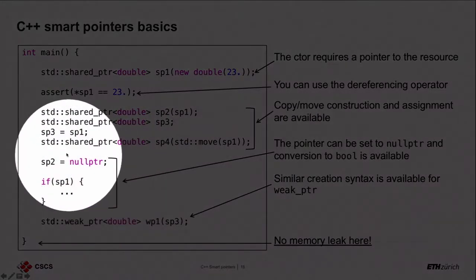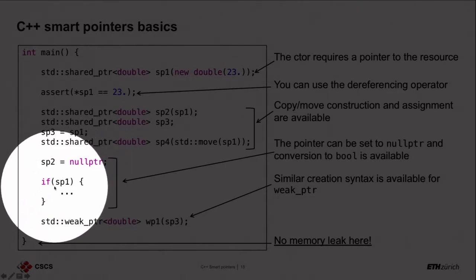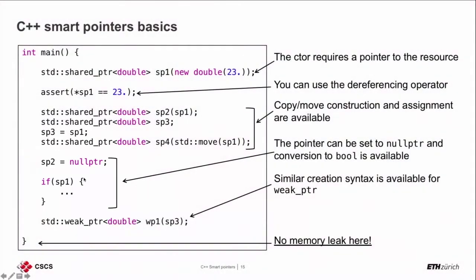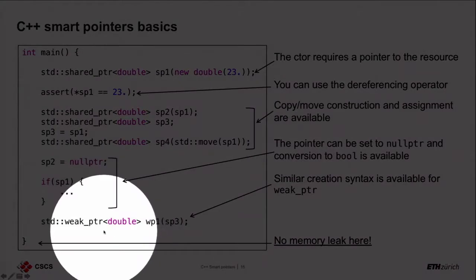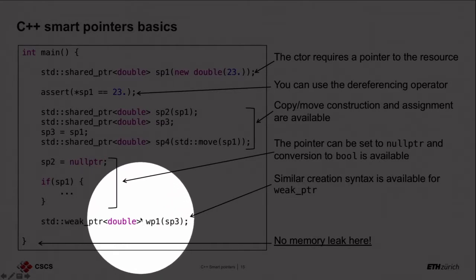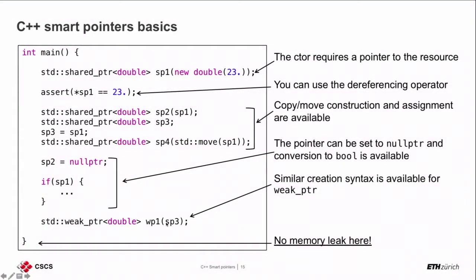You can set the shared pointer to nullptr, as you can do with a raw pointer, and you can check the validity of the shared pointer itself exactly as you can do with a raw pointer. So as you can see, the interface is quite similar to the raw pointers, but then you have something more. At the end here, I'm creating a new type, which is a weak pointer, and I will tell you more about this type in the next slides. You can create this object starting from a shared pointer.